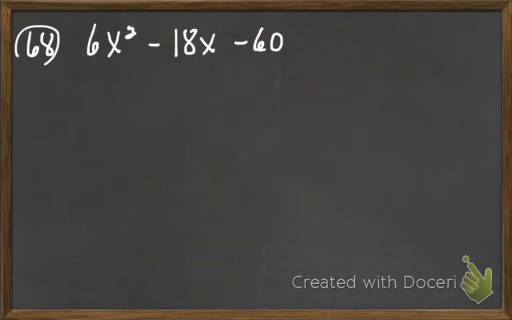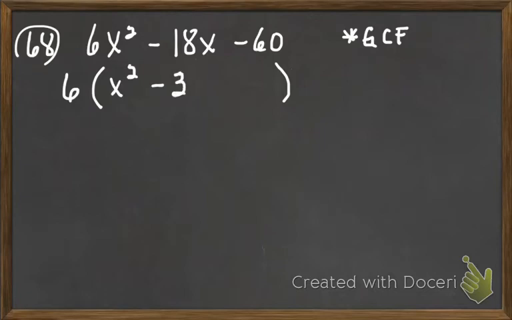In example 68, we have a trinomial, but we do notice there is a GCF among all three terms, and you're always going to want to factor that out first. Between 6, 18, and 60, 6 would be your GCF. All terms do not have an x, so I cannot include an x in my GCF. So I'm going to factor out 6, and I get x squared minus 3x minus 10. Again, I'm asked to factor completely. 6 is factored completely, but x squared minus 3x minus 10 is not.